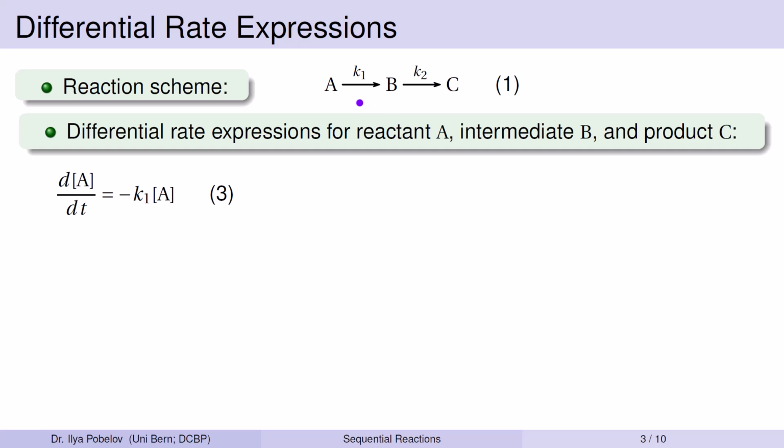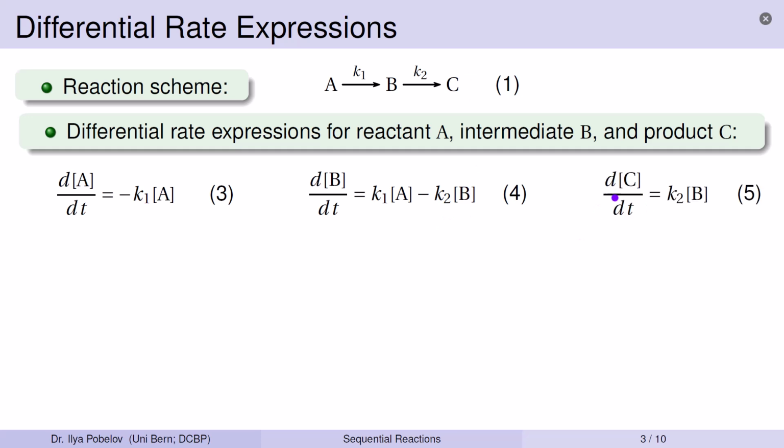Intermediate B is formed from A and then transforms into C. The rate of change of its concentration is expressed by d[B]/dt equals K1 times [A] minus K2 times [B]. This expression accounts for the formation of B from A and its subsequent consumption to form C.